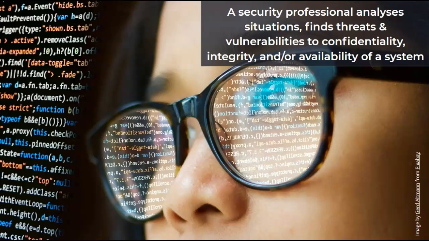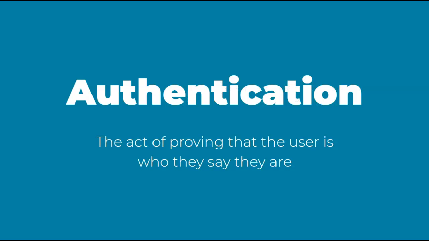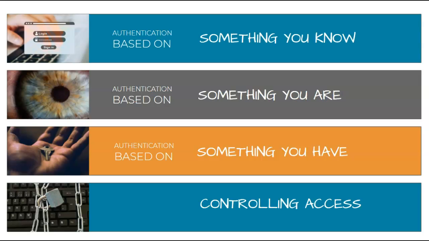The property of accurate identification is called authentication. Authentication is basically the act of proving that the user is who they say they are. In the rest of the module, we will look at different methods of authentication.